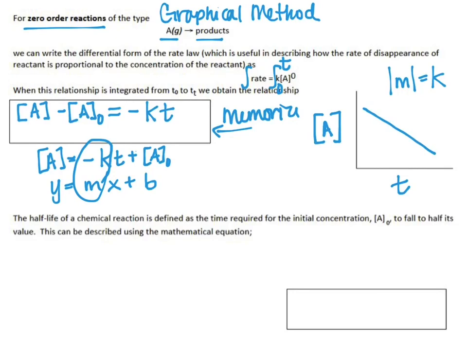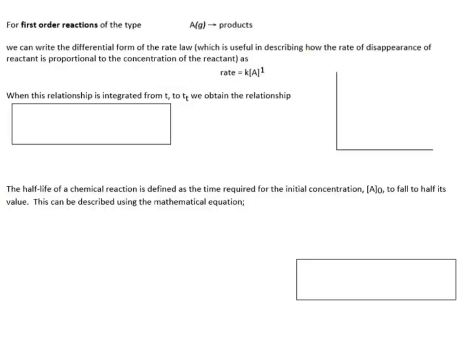Everybody good with that? You need to be able to graph it, look at a graph, and say, oh, that's zero order. Any questions? All right, I'm going to skip this little part right here and come back to half-life. Let's go ahead and look at first order.